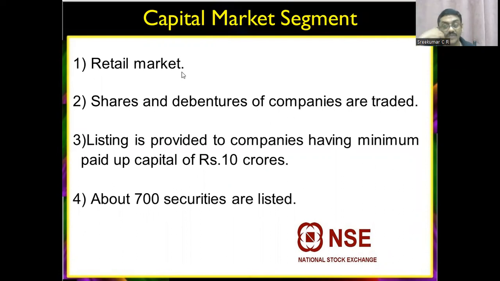Shares and debentures are usually traded there. Usually, the shares or securities are traded in lot form. One lot, two lots, like that. Companies that have a minimum paid up capital of 25 crore are allowed to list in stock exchanges, children. And almost every time, 700 securities are listed.